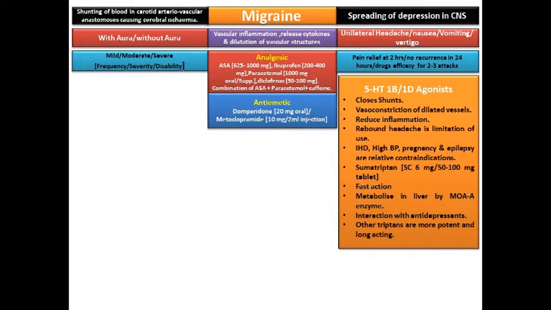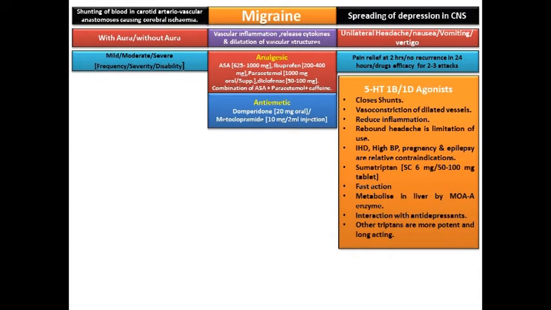So sumatriptan is an example of this group. Subcutaneously 6 milligrams, or if you want to give it by tablet form, 50 to 100 milligrams is what you want to give. You can wait for 1 or 2 hours till the attack subsides. It is fast in action. It is metabolized in the liver by an enzyme called MAO-A. That's important because this enzyme also metabolizes other catecholamines, and there are a few drug interactions that will go hand in hand when you talk of MAO-A as an enzyme that metabolizes serotonin.